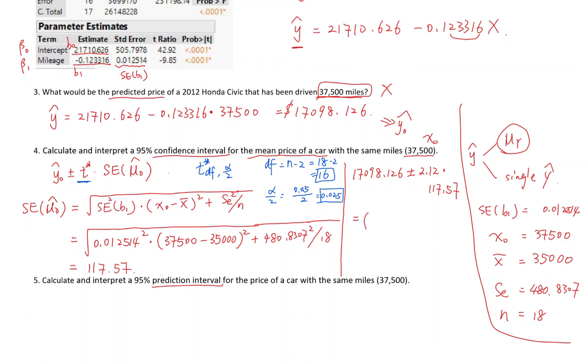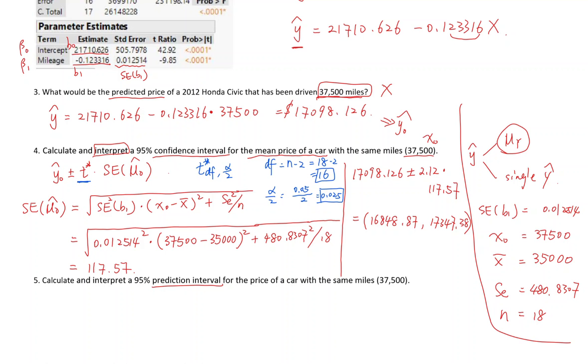Now again we are just left with the calculation. So you will get 16848.87 to 17347.38. Done. Next, we need to interpret it.